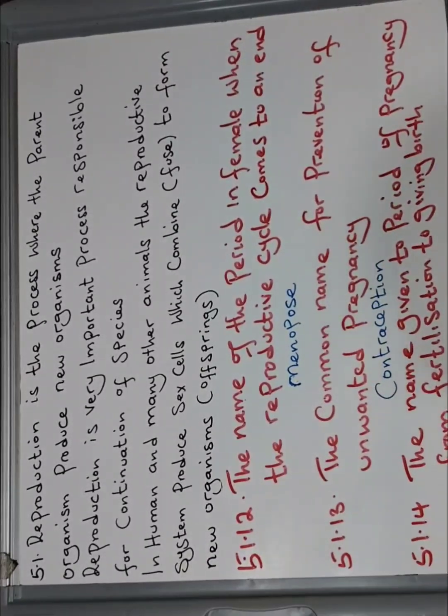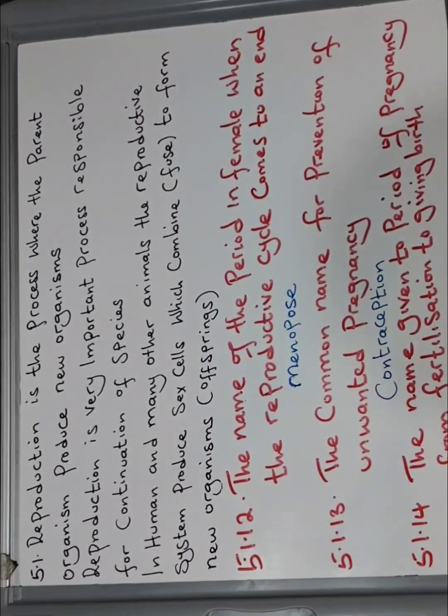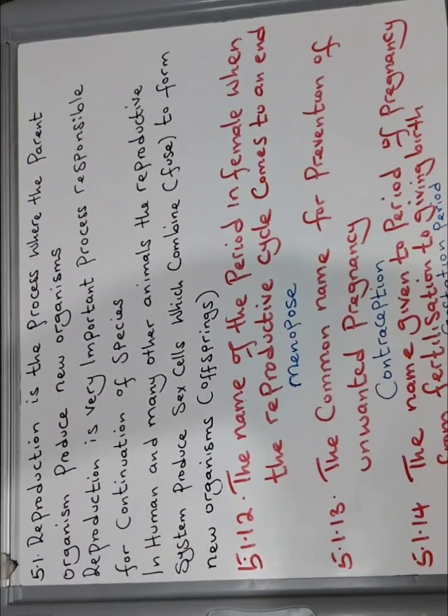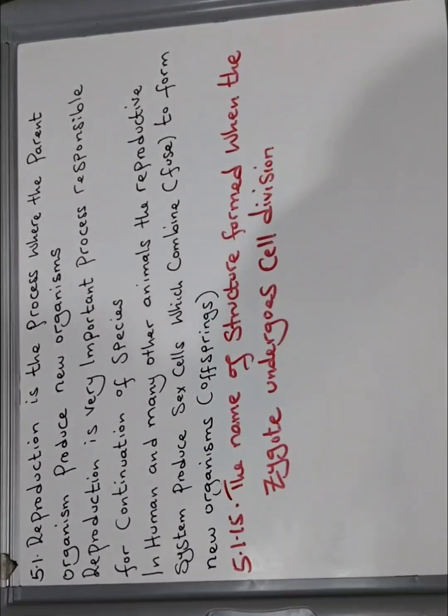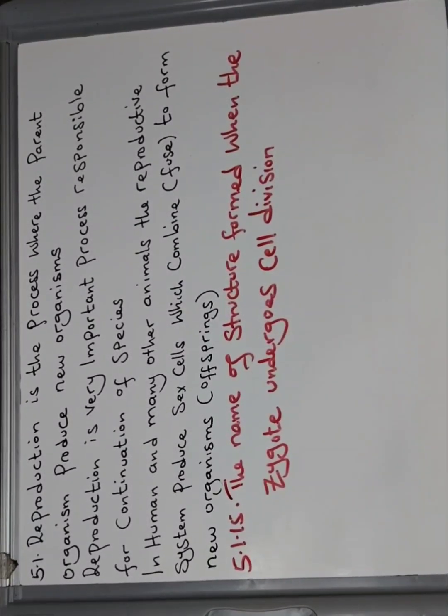The name given to period of pregnancy from fertilization to giving birth. It is called gestation period. The name of the structure formed when the zygote undergoes cell division. When the zygote undergoes cell division, what is formed is embryo.